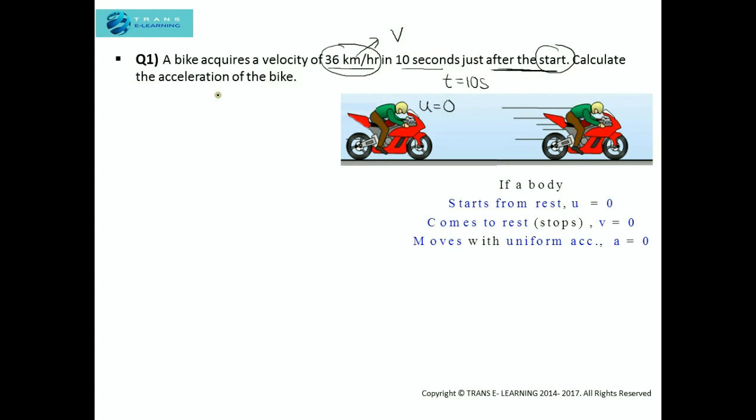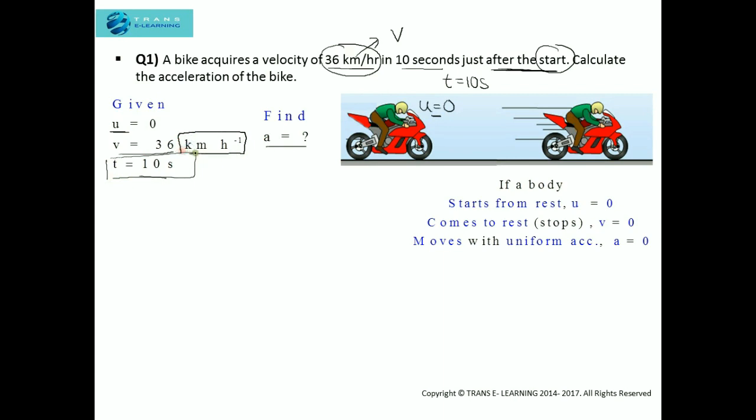So first of all, we will write down what is given and what needs to be found. Initial velocity u is equal to 0, as I've discussed here. Then the final velocity is 36 km per hour and the time is 10 seconds, and we need to find the acceleration. So before proceeding further, we have to take into consideration the units. Here the time is given in seconds and the velocity is given in kilometer per hour. So first of all, we need to do the required conversion. We will be converting this 36 km per hour into meter per second.